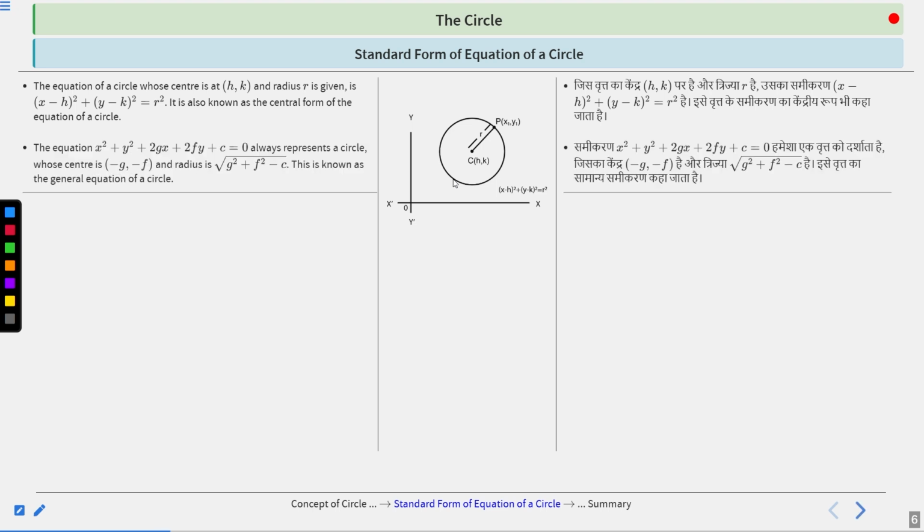The equation x square plus y square plus 2gx plus 2fy plus c equal to 0 always represents a circle whose center is (minus g, minus f) and radius is root over g square plus f square minus c. This is known as the general equation of a circle. You can see the equation of circle with the diagram.